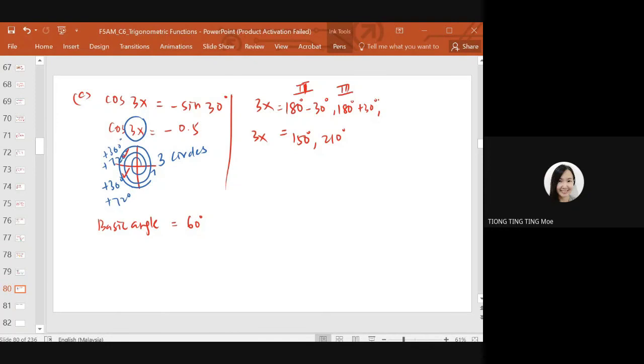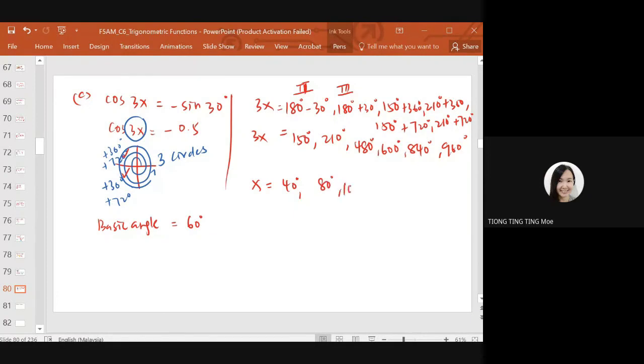3 circles. 3 circles, 120 plus 360, 240 plus 360. Then another one, 120 plus one round again, 720, then 240 plus 720. Okay, 1, 2, 3, 4, 5, 6. So you add up all, so you get the values 480, two rounds, 600, 840, and 960. Then last step, you only divide by 3. So x equal to 40, 80, 160, 200, 280, and 320.